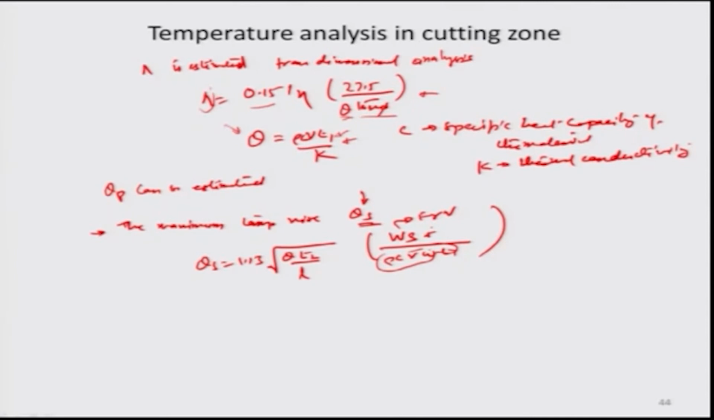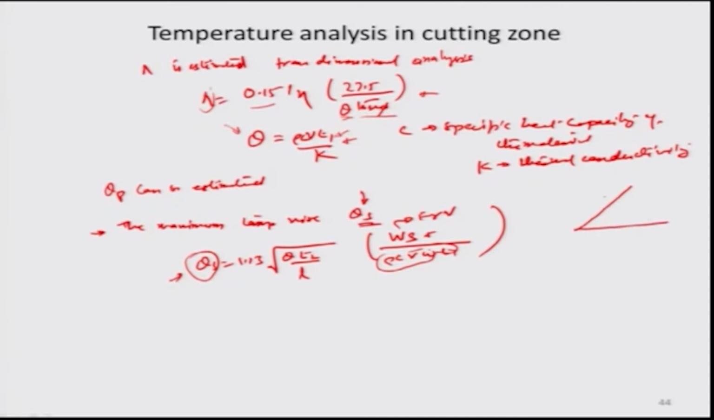So the rate of heat generation per unit the rate of mass flow times the specific heat capacity gives you an idea of the theta s. And you can understand that if you look at how the chip is contacting the tool surface, the chip really is having a length of contact on the tool surface.